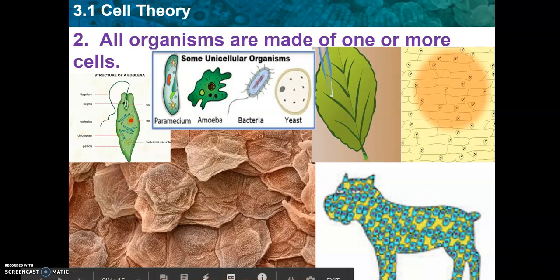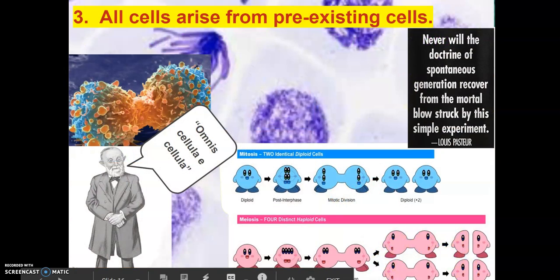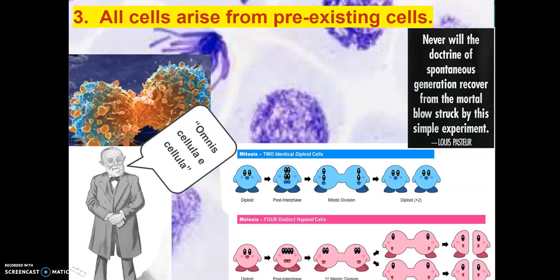And then the third part of the cell theory is Rudolf Virchow's baby. All cells come from pre-existing cells, so omnis cellula e cellula. And when we talk about this, we've already talked about spontaneous generation, so we know that organisms have to come from other organisms, so that means that cells have to come from other cells. I've got a little quote here from Louis Pasteur because we know his significance to this process of disproving spontaneous generation and the origin of organisms and ultimately the origin of cells.